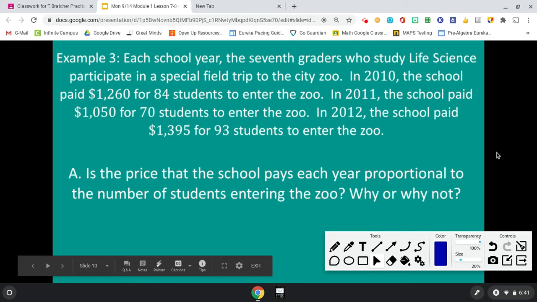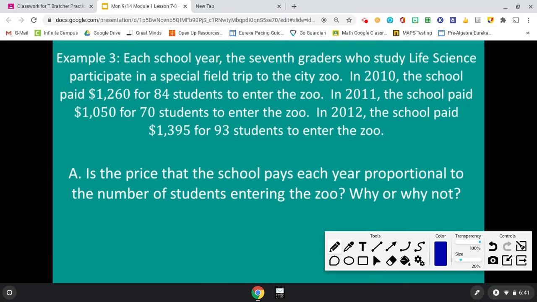It says each school year, the 7th graders who study life science participate in a special field trip to the city zoo. In 2010, the school paid $1,260 for 84 students. Okay, so that's our first one. Think of it like a table. In 2011, the school paid $1,050 for 70 students. And in 2012, the school paid $1,395 for 93 students to enter the zoo.